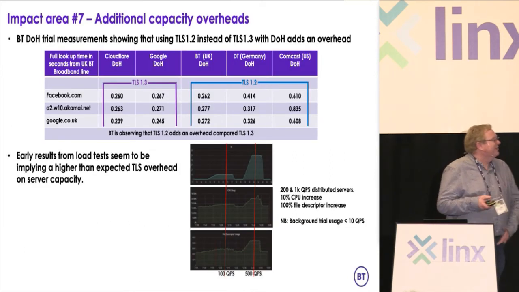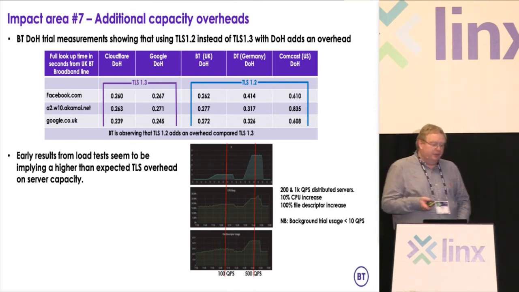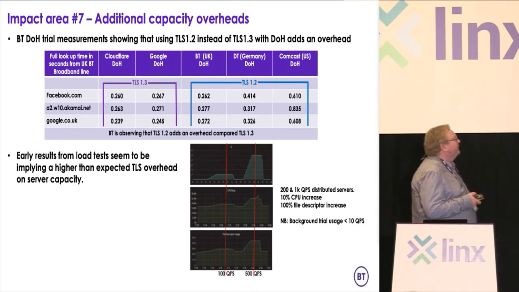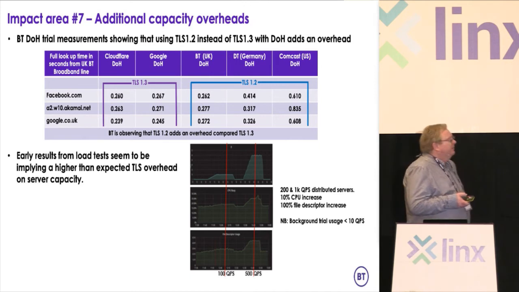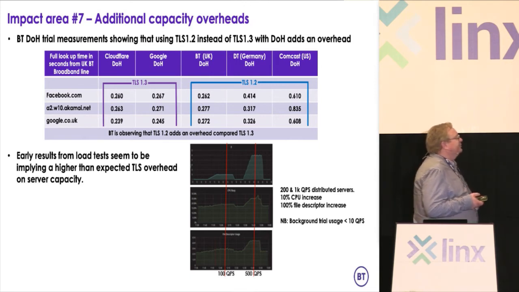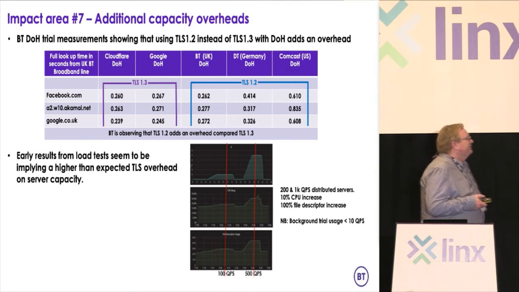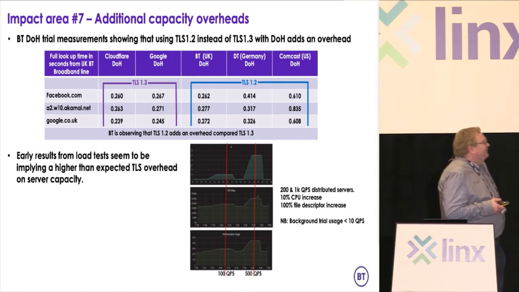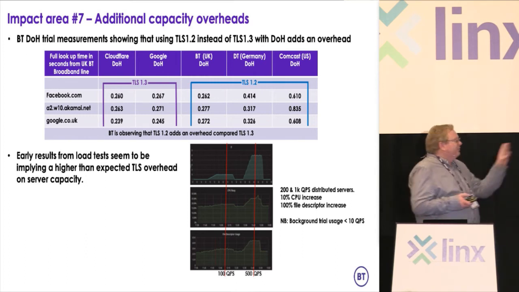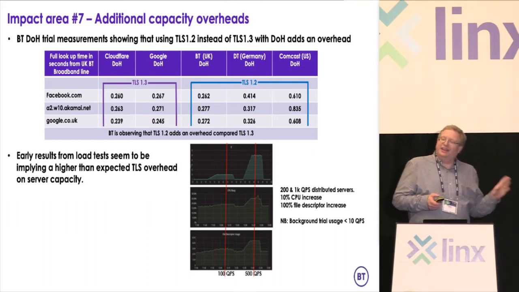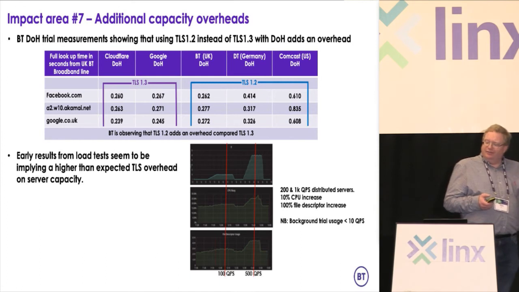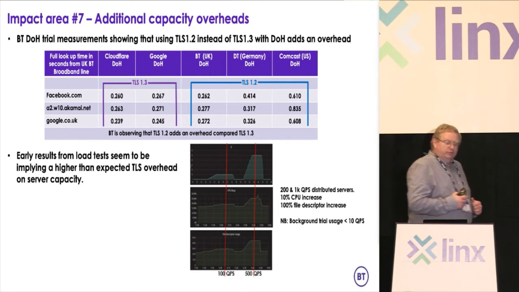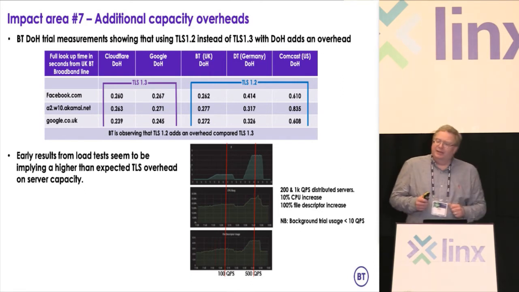Next area I want to cover is the additional capacity overheads. We ran some curl measurements of a BT broadband line going to popular domains, and we compared the use of the cloud DoE providers, Google and Cloudflare, which are using TLS 1.3, with the traditional ISPs' DoE capabilities using TLS 1.2. And you can see from the results there's a general view here that TLS 1.3 adds an additional overhead. Hence our recommendation that we would encourage people, if they're adopting DoE, to look to use TLS 1.3 as the standard.